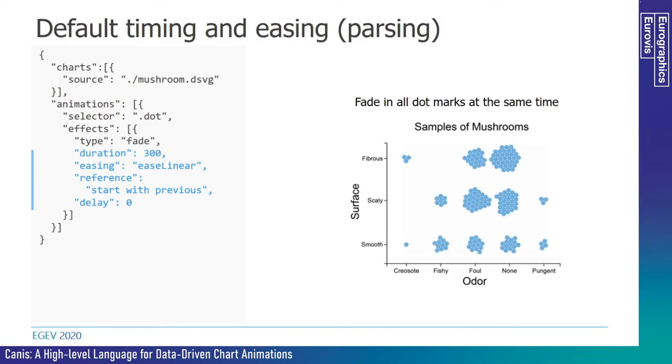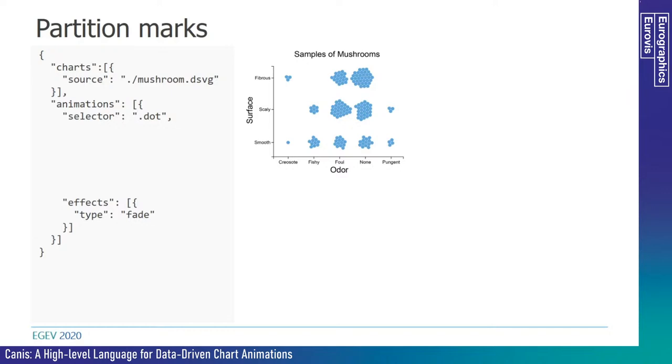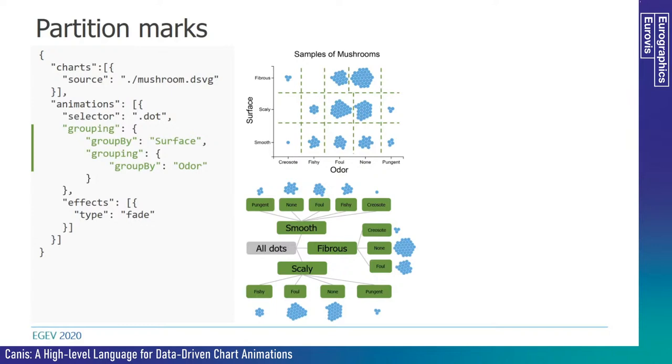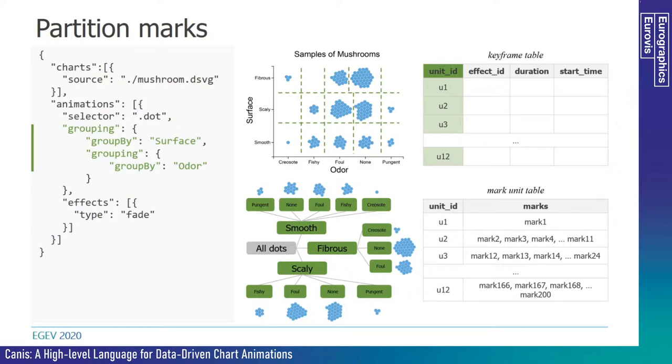To convey more data patterns, we usually need to partition the marks so as to animate them in a specific timing sequence. In this mushroom chart, the marks are distributed in multiple bins, and let's animate them successively. With all dots as one unit, we first partition it into rows by the surface attribute, then get the bins by further partitioning each row by odor. After the partitioning, all mark units are organized into a tree structure, which will be used by the compiler to calculate the timing sequence. And the mark unit information is stored in the mark unit table and keyframe table respectively, in order to produce the output Lottie specifications.